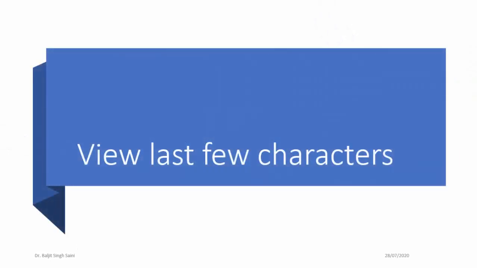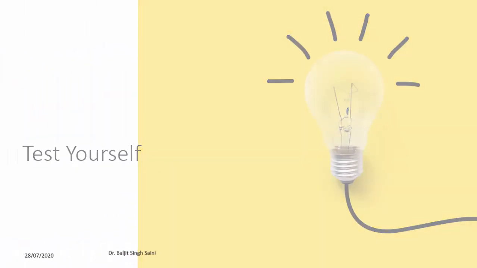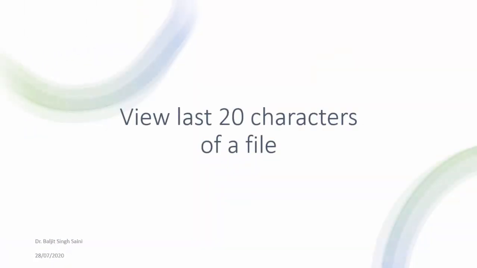The next option is about listing the characters instead of lines. So what if you want to view the last 10 characters? The option is -c. So you write tail -c, then the number of characters, let us say 10, and then the file name. And we get the last 10 characters. So one practice question for you to try out.